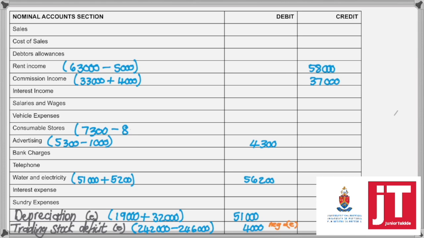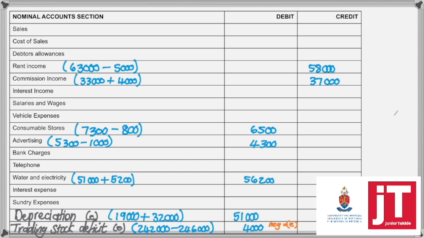Okay, then consumable stores. We counted, we had 800 Rand left over. So included in the 7,300 Rand is 800 Rand that's unused. And expenses should record total usage. So if it's unused, it means we cannot record it as usage because it's not used. Okay, that's why we minus it off. So we minus the on hand off, and we can use it next year. And that's also, it's not this year's expense, it's next year's expense, because that is when I'm going to use it.